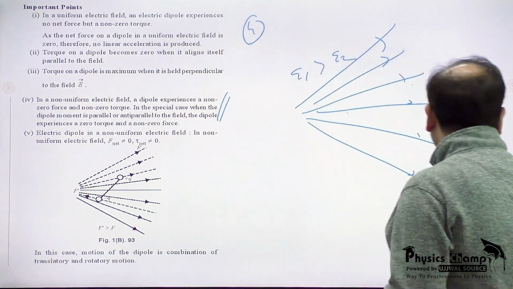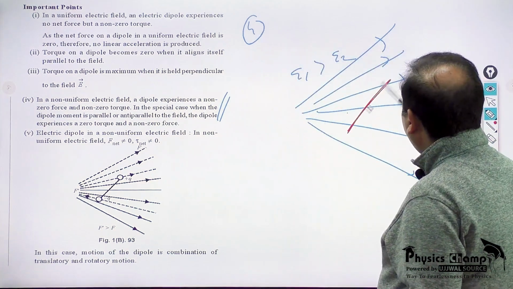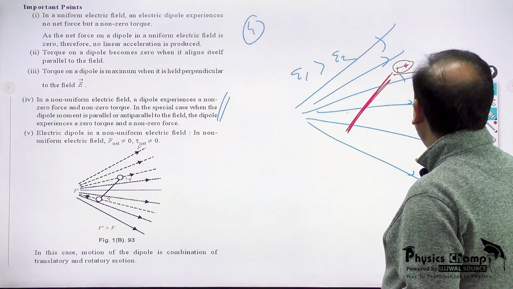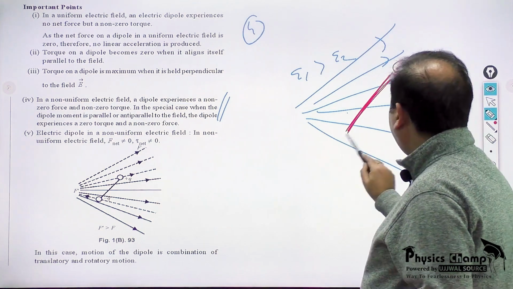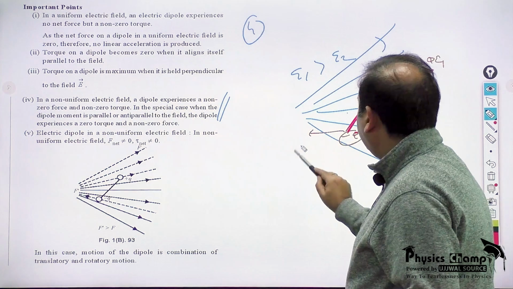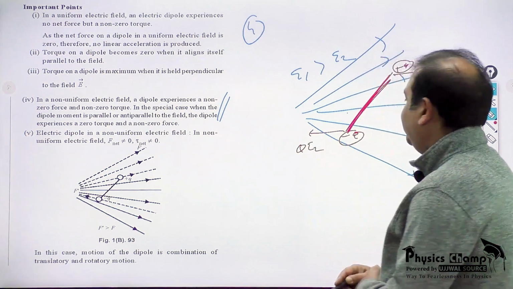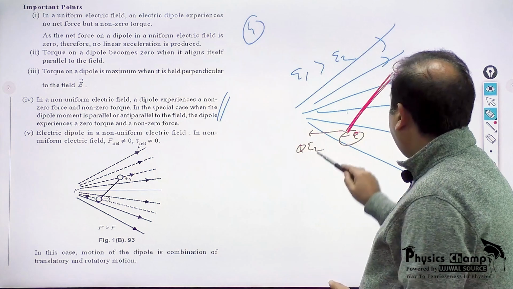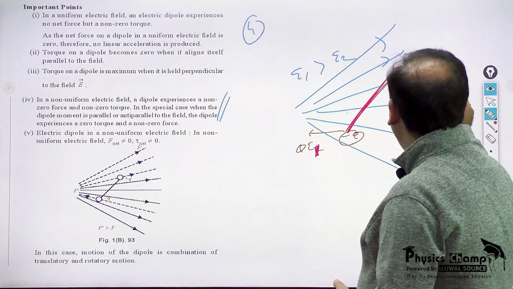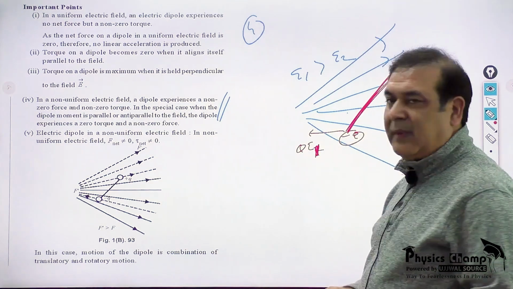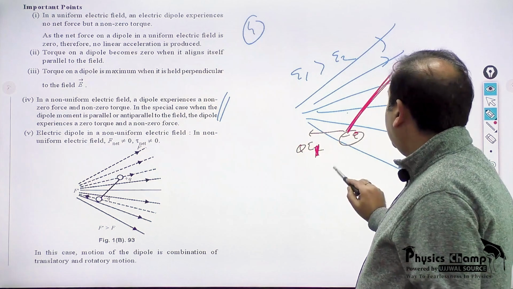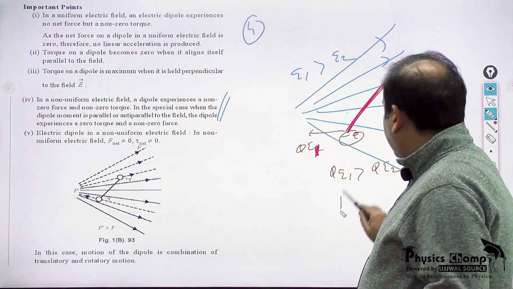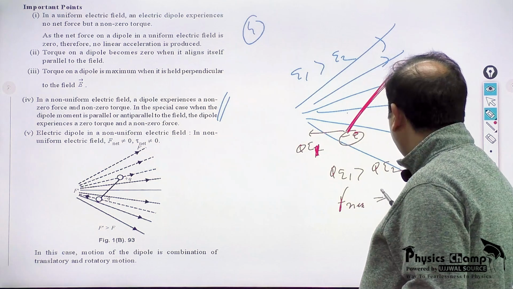And in this case, if I am putting a dipole here, then here it may experience a force QE1 and here it may experience a force QE2. I call it QE1 and here it will be QE2. But E1 is greater than E2, so QE1 will be greater than QE2. Thus, the net force is not 0.